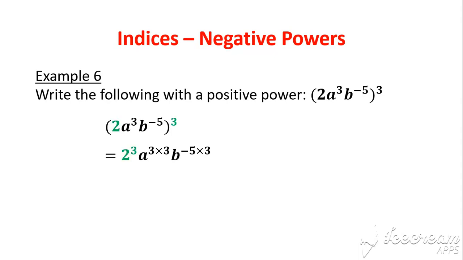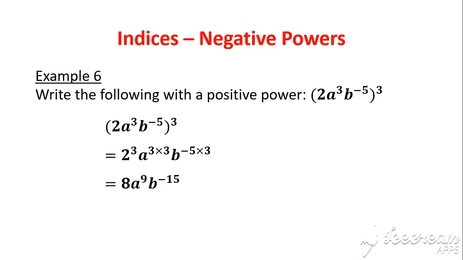So we're going to have 2 cubed, which is 2 times 2 times 2, which is 8. Do not go 2 times 3 is 6. We're going to have a cubed times 3, so 3 times 3. And we're going to have b to the negative 5 times the 3. So we're left with 8, because 2 times 2 times 2 is 8, a to the power of 9, and b to the power of negative 15.